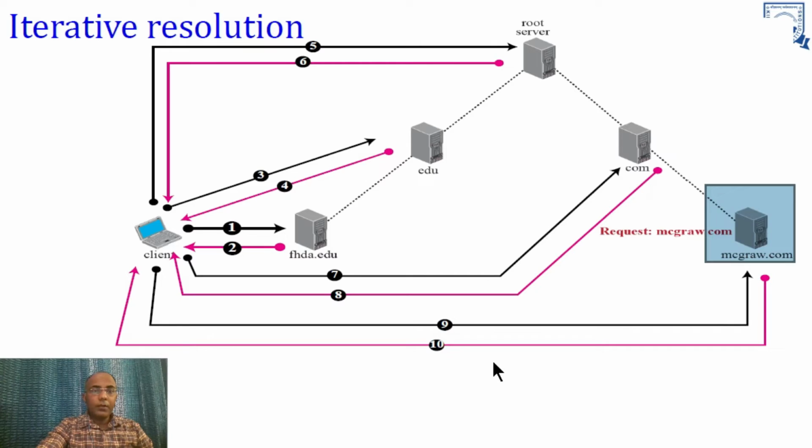This type of iterative resolution is mostly used. Why? Because in the recursive one, there could be high traffic on a particular server if it forwards everything to the next one on its own. So we use iterative resolution in most places.